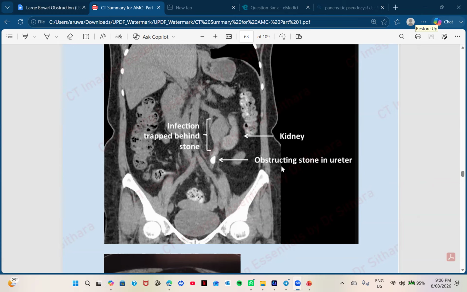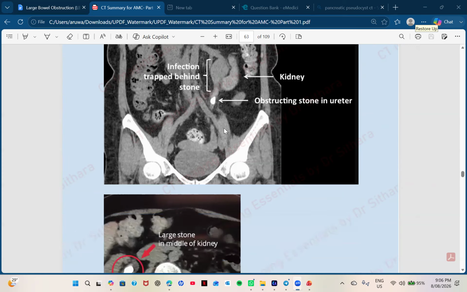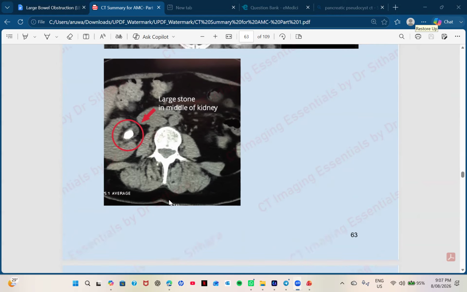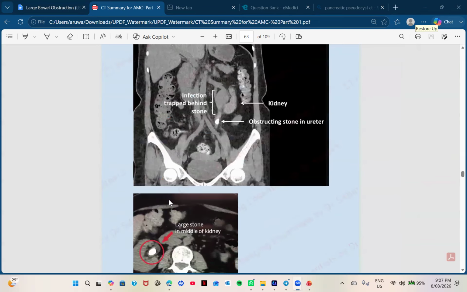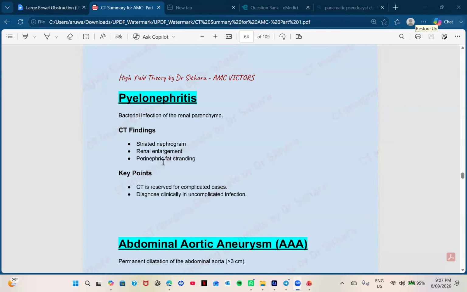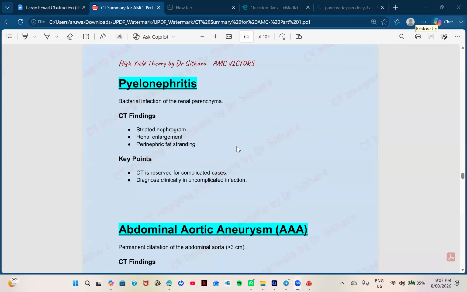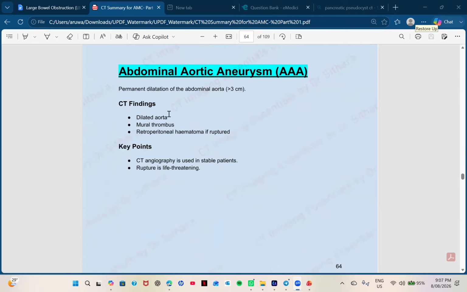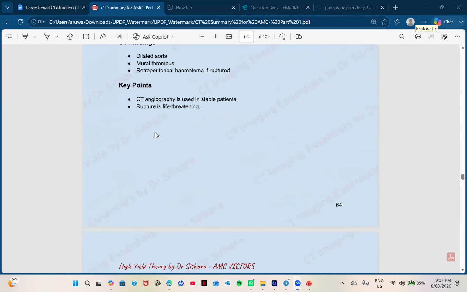So here you can see the kidney obstructing stone, a very bright color, like that. And here also the large stone is in the middle of the kidney, right? Middle of the kidney, you can very easily see the stone part. And pyelonephritis, you can see the renal enlargement and perinephric fat stranding. Anyway, if there is organ inflammation, itis, you can see this peri-organ fat stranding. Okay, I couldn't find a picture of those because that is not very important for the CT.